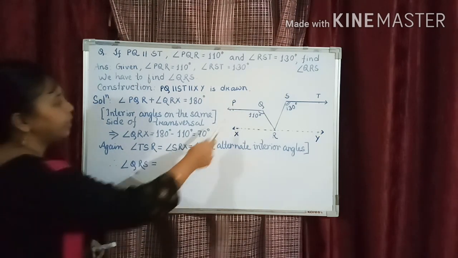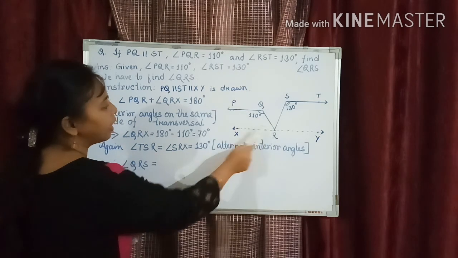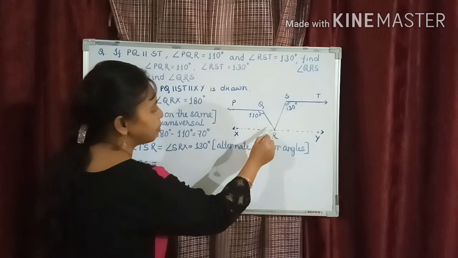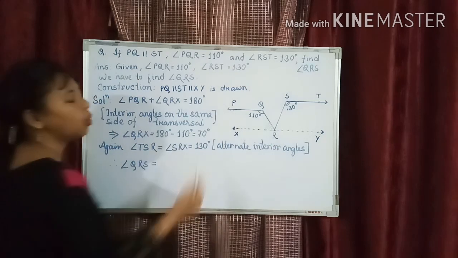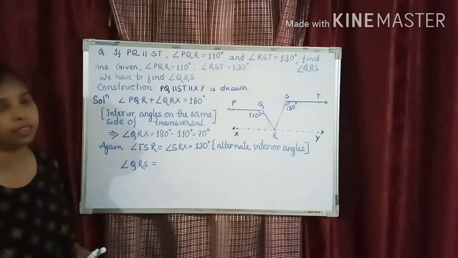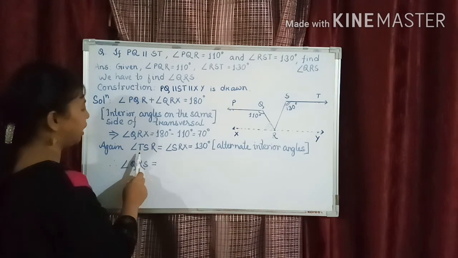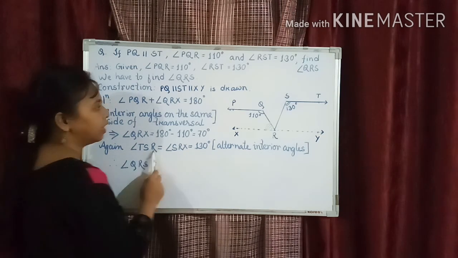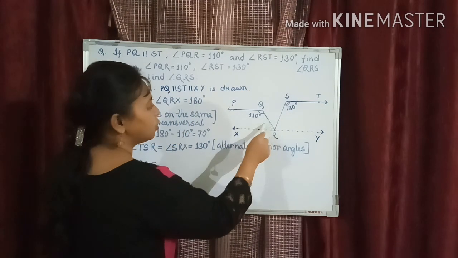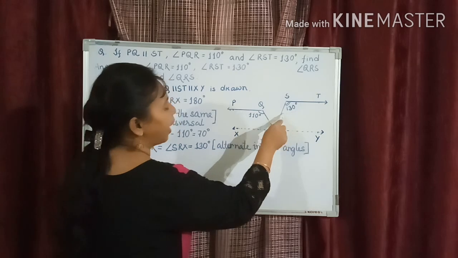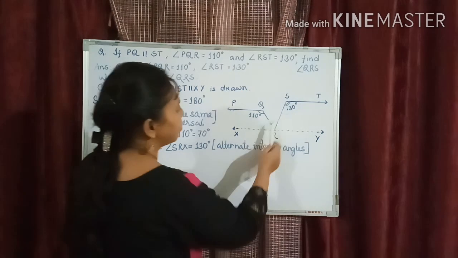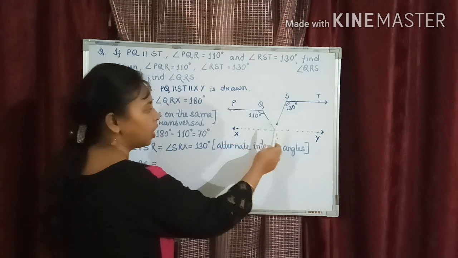Then I have written angle PQR plus angle QRX, their sum is equal to 180 because they are interior angles on the same side of the transversal. So their sum equals 180, and this value will be 180 minus 110, which is 70. Then I am taking angle TSR and angle SRX. These two are alternate angles, and that is why their values are equal: 130, here also 130.